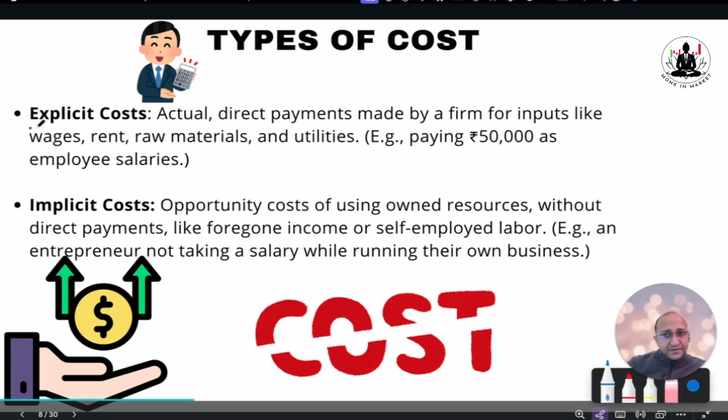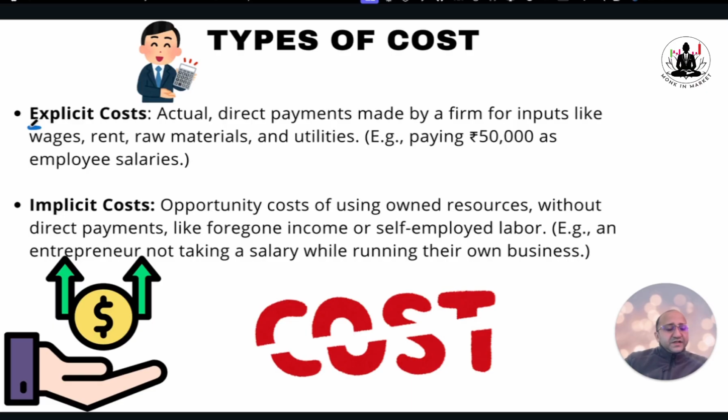Now, explicit means exterior, something external, right? So these are the costs which you are paying somebody, which is going outside of your company, outside of a firm. For example, these are the actual payments, first of all. It's an actual real time payment. Direct payment. Direct means you're paying somebody for the wages, for rents, for raw material.